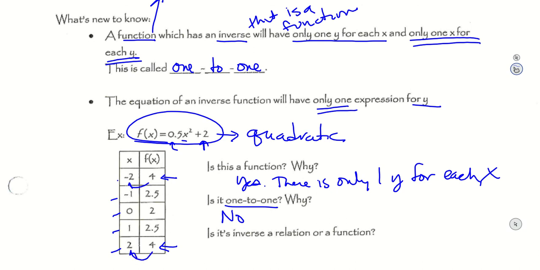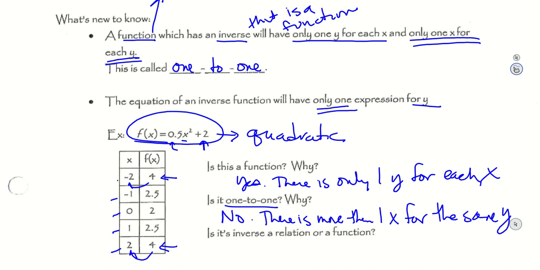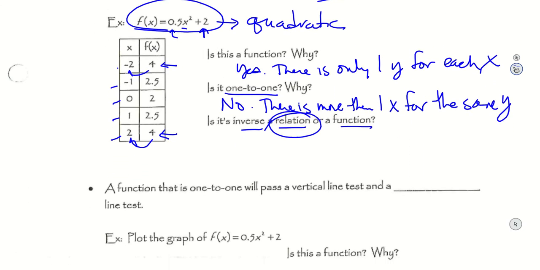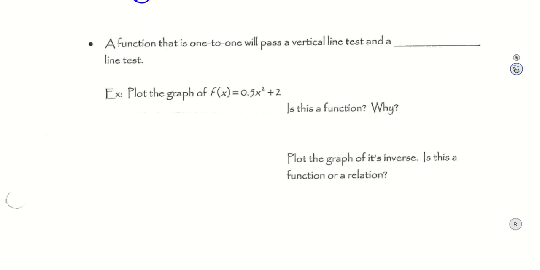So why is it not 1-to-1? Because there is more than one x for the same y. So, is its inverse a relation or a function? The answer would be it is a relation because it is not 1-to-1. All right, now a function that is 1-to-1 will pass a vertical line test because it's a function, but it will also pass a horizontal line test.